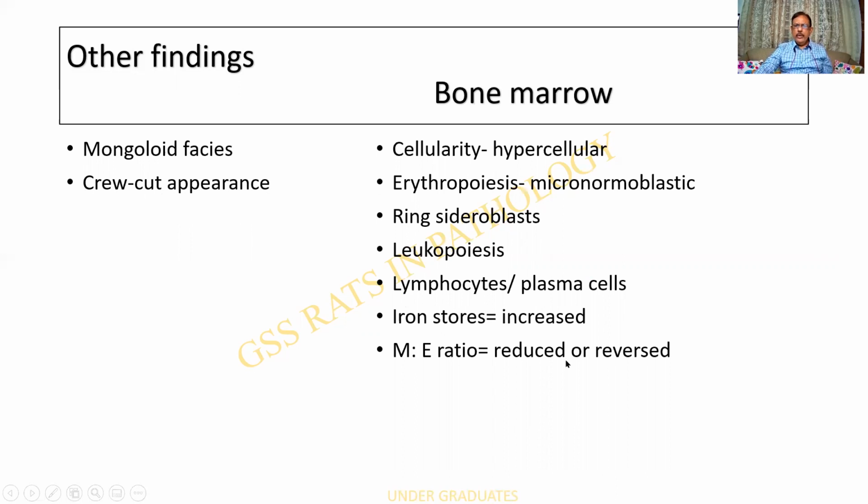The bone marrow is not mandatory for the diagnosis of any hemolytic anemia. Please remember this, it is not mandatory. But for the sake of completion, we are mentioning it. It is hypercellular, erythropoiesis is micronormoblastic, and there can be numerous ring sideroblasts. Leukopoiesis is normal. Lymphocytes and plasma cells are all normal. Iron stores are increased. In iron deficiency anemia, it is decreased. The M:E ratio can be reduced or reversed because more erythroid production is there. Normally, myeloid is more, but here erythroid is more. Therefore, the ratio can become reversed.